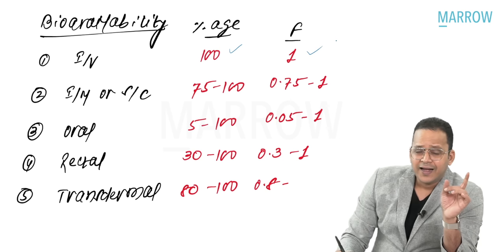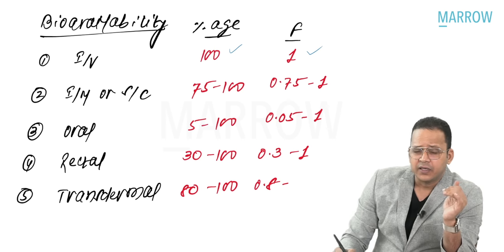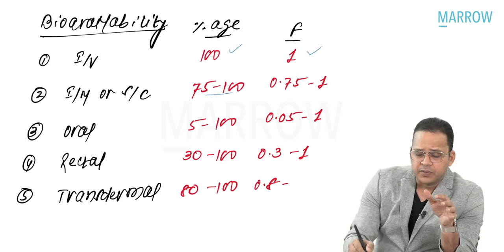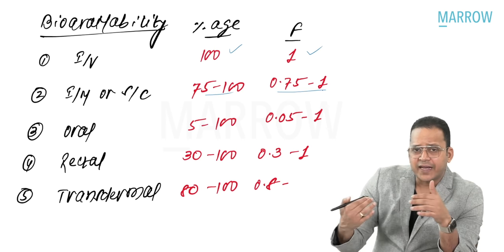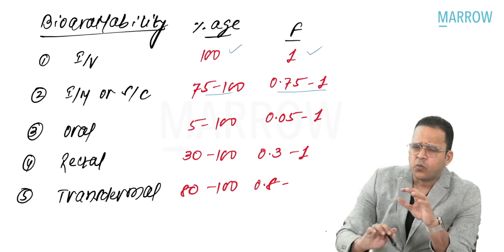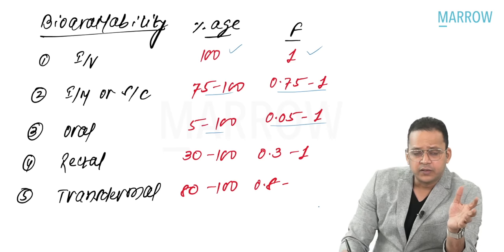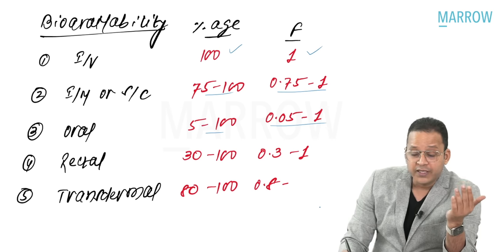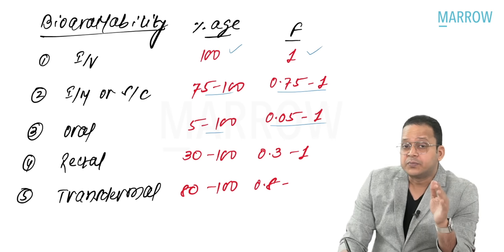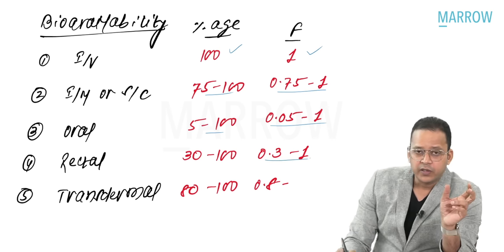IM and subcutaneous, it is more, but it is lesser than IV. It is somewhere around 75% to 100%, or the range of fraction is 0.75 to 1. Oral is a wide range, from 5% to 100%, or 0.05 to 1. Rectal, it is more than oral. The reason being, first pass metabolism is 50% by rectal route. So it is 0.3 to 1.